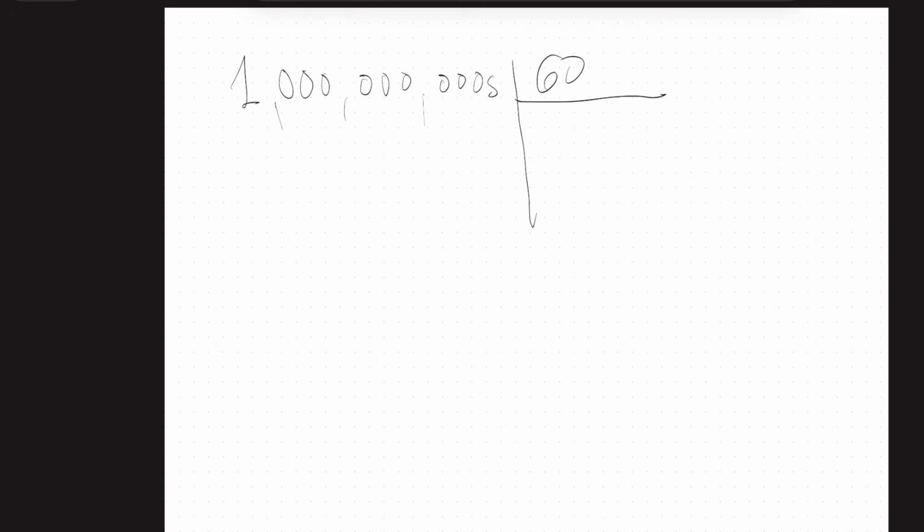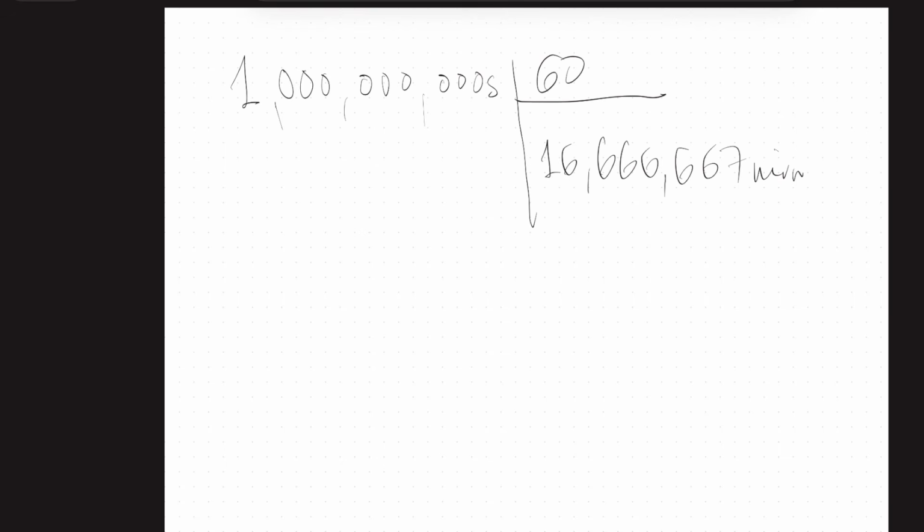So let's start doing the math to see how this adds up. First, let's convert 1 billion into minutes. One billion is 1,000,000,000. We divide that by 60. This was in seconds, so the answer we're going to get here is going to be in minutes. That's going to be 16,666,667 minutes.